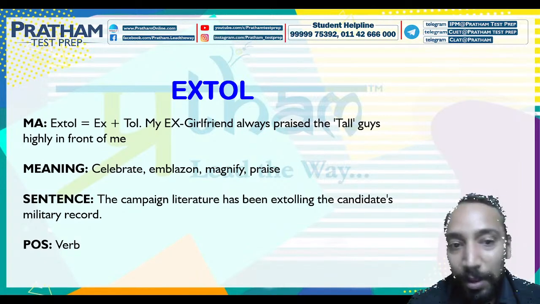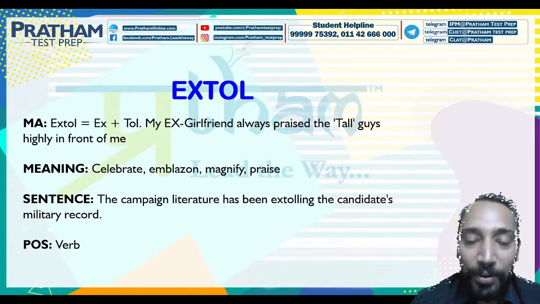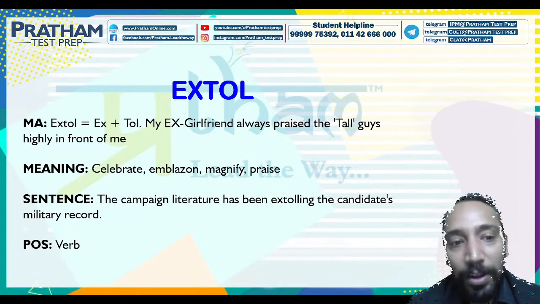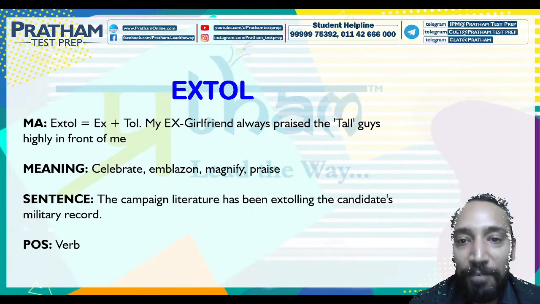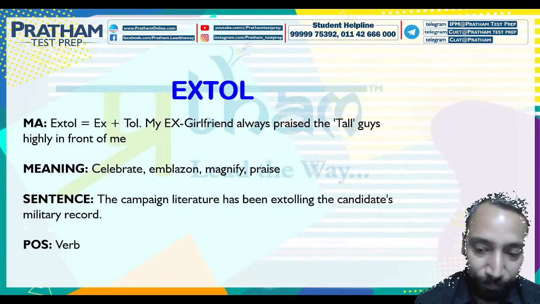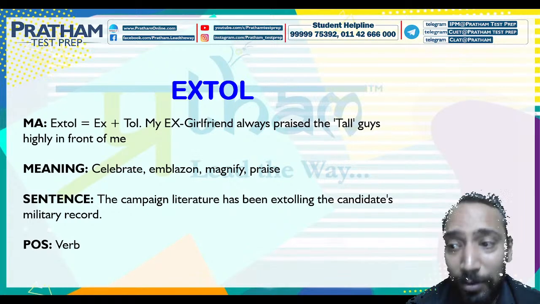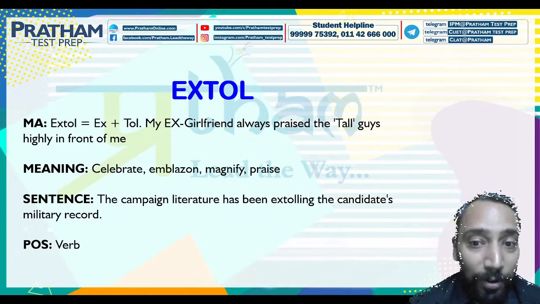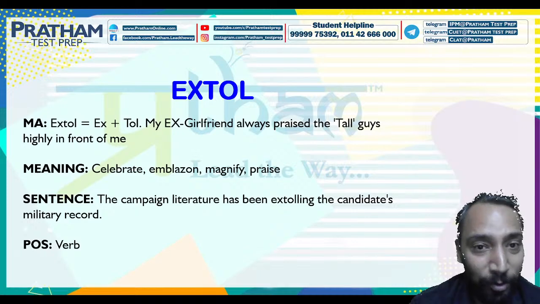Well, it's a verb, and I'll repeat the sentence again for you. The campaign literature has been extolling the candidate's military record. So that means to celebrate, to magnify, or to praise. Those of you who got quite good numbers in your exams, you can always extol your records, your results. That's a nice way to say it. Let's move on.